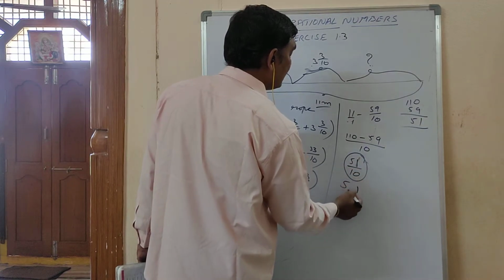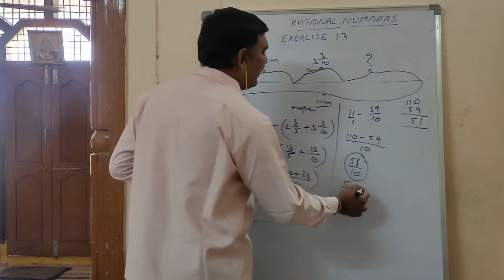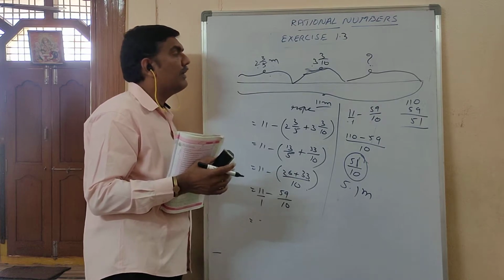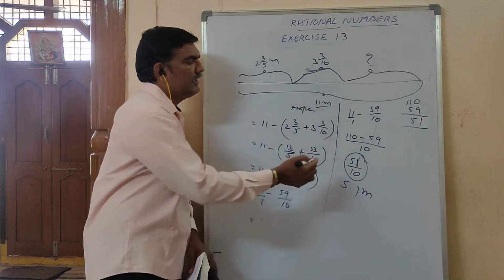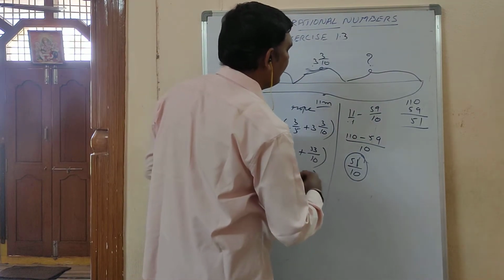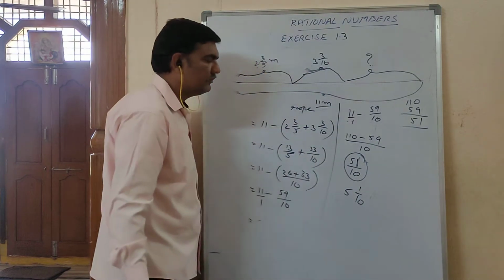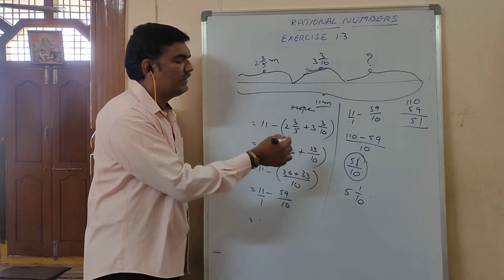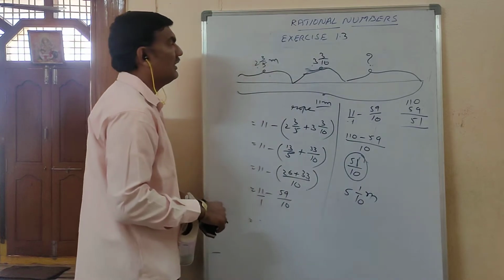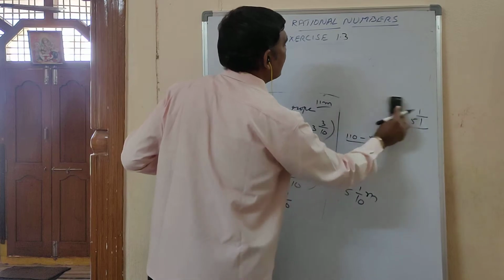51/10 in decimals, if you convert it, there is a 1 and a 0, so before one digit you have to keep a point: 5.1 meters of rope remained. Okay. If you want to convert this into a mixed fraction, 51/10 can be written as 5 1/10. 5 1/10 is 10 fives are 50 plus 1, 51/10 meters. This much rope length remains after cutting these two pieces. Okay. Next, we'll go to the next problem.